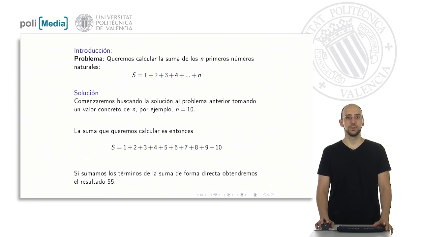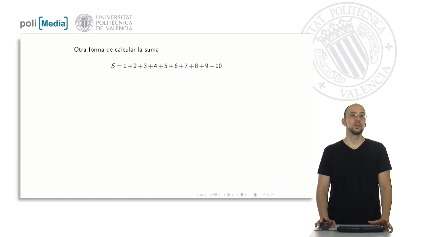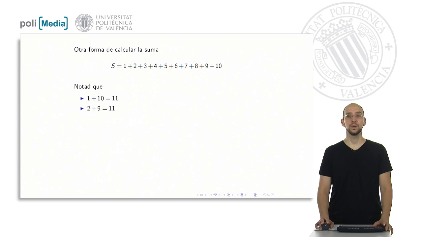If we want to calculate the sum of the first 10 natural numbers, what we could do is add them up so that it's easier to solve the exercise at the end. How can we do this? Look, we have that 1 plus 10 equals 11. We also have that if we take 2 and 9 also add 11, the 3 and 8 add 11, the 4 and 7 add 11, and finally 5 and 6 add 11.